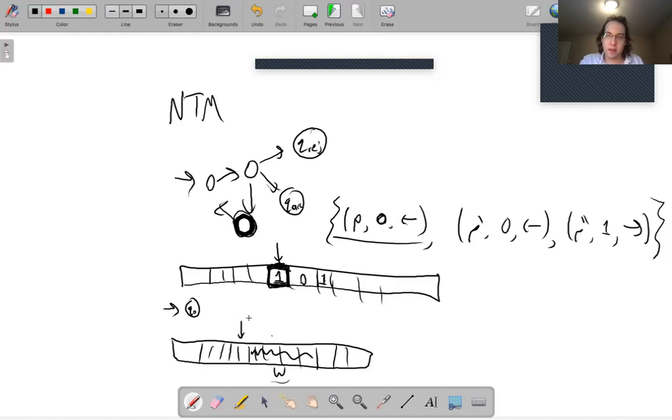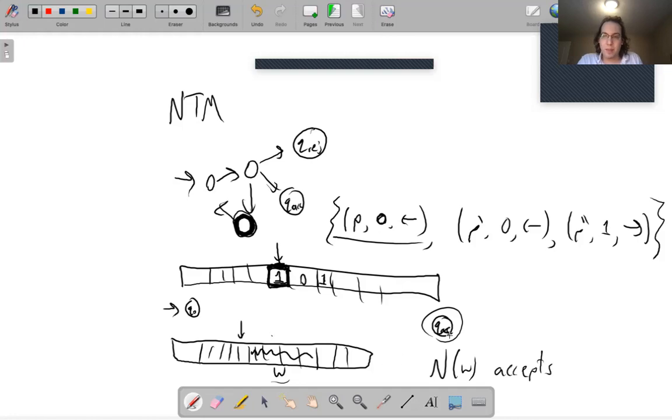Here there are many paths. Some might lead to the accept state, some might lead to the reject state, and some might never terminate. There might be some infinitely long path that never terminates. But if there's some finite path that leads to QAC from this starting position, some sequence of writing on the tape and moving around in your states that is legal according to these non-deterministic transitions and leads you to the accept state, then we say that this non-deterministic Turing machine, called N, accepts W.